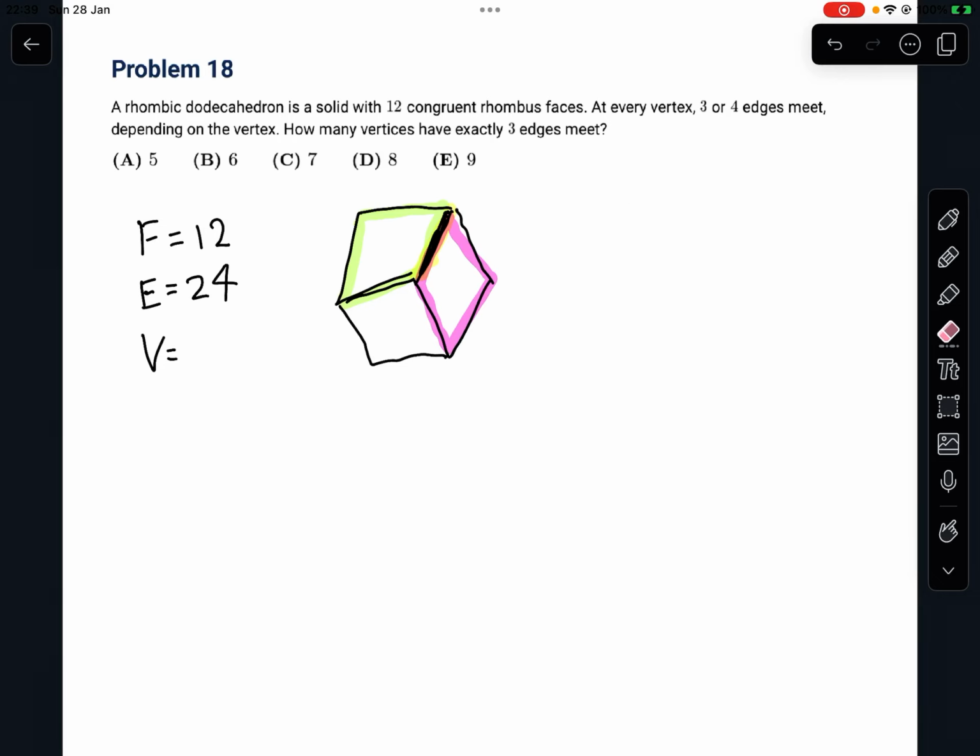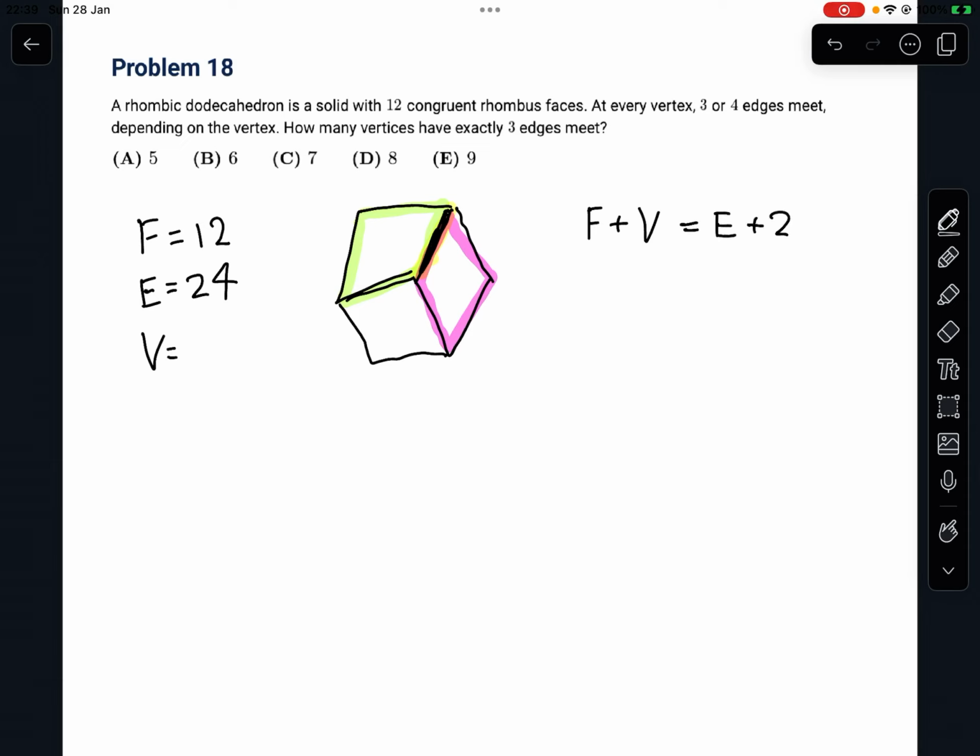Okay, well, how many vertices do we have? Here we can use a formula called Euler's formula for polyhedrons. The formula states that the number of faces plus the number of vertices equals the number of edges plus 2. So we know we have 12 faces, and we know we have 24 edges plus 2. So our vertices is going to be 26 minus 12, which equals 14. So we have 14 vertices in this shape, okay?